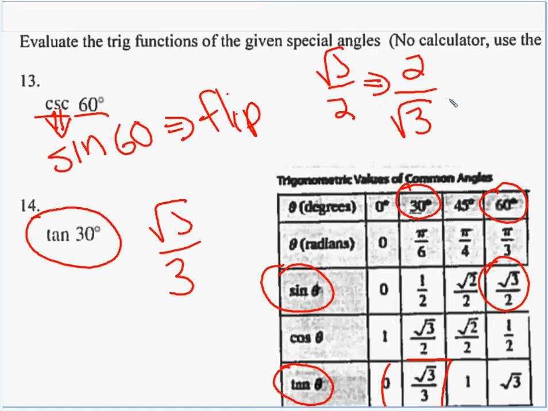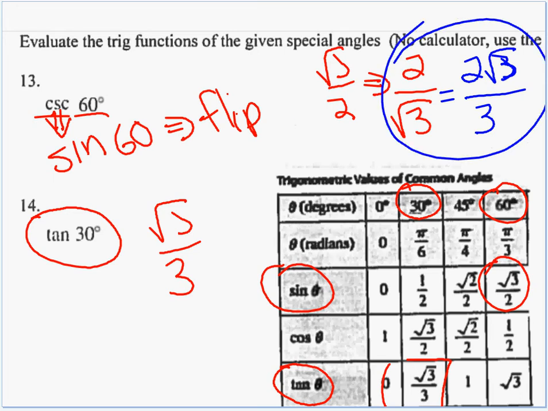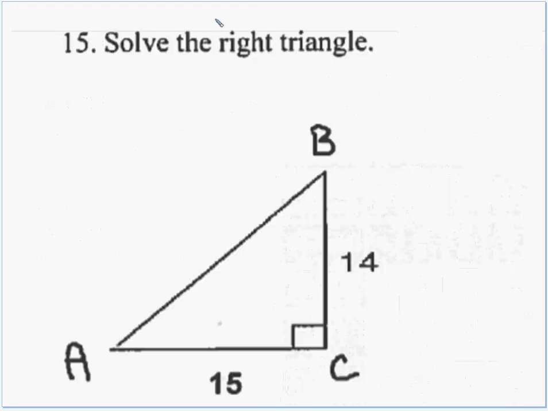Now we do want to rationalize that denominator, so multiply the top by a root 3. And when we do the same down here, root 3 times root 3 is just 3. So we get 2 roots of 3 over 3. And what do we got here? The last couple here are just going to be solve the triangle.